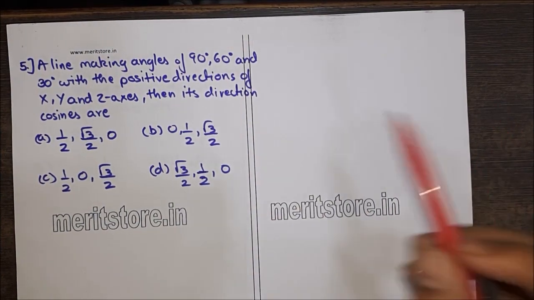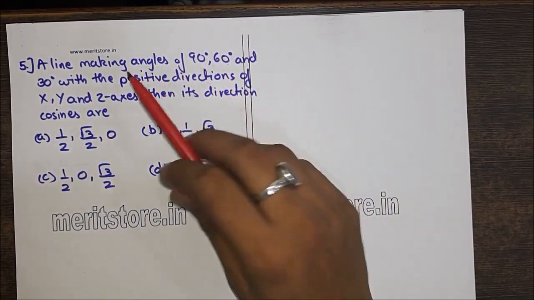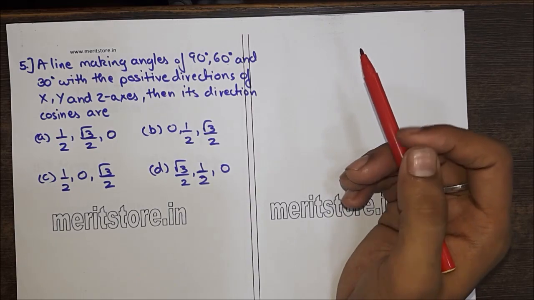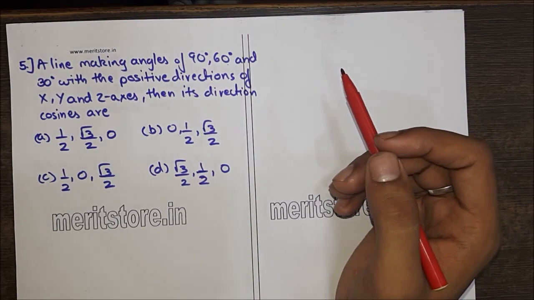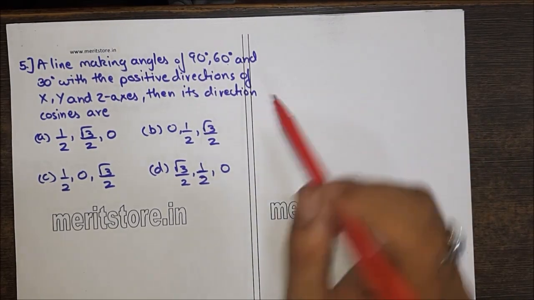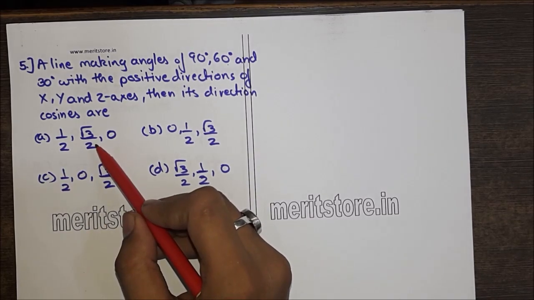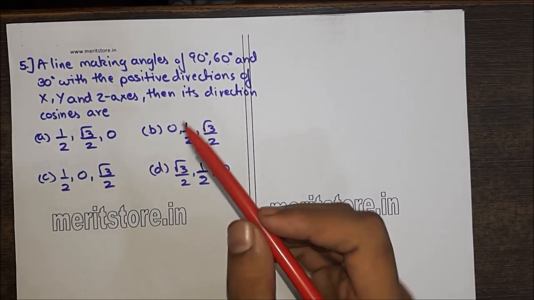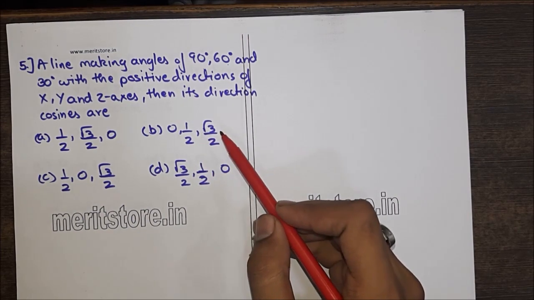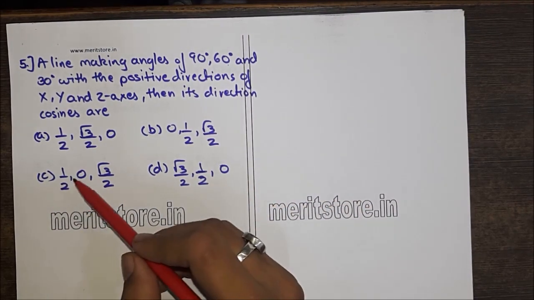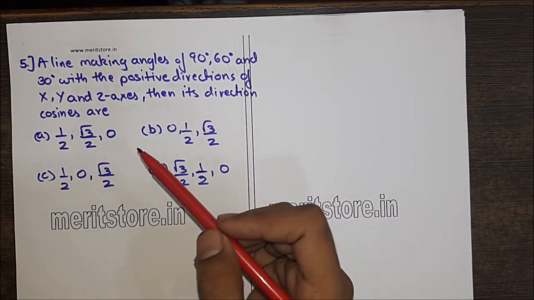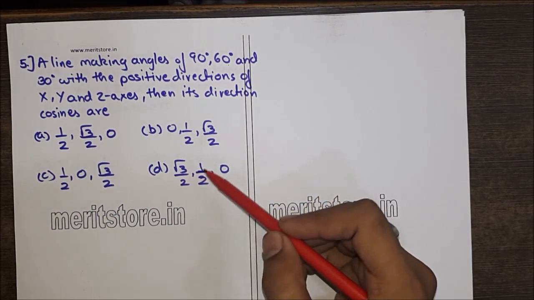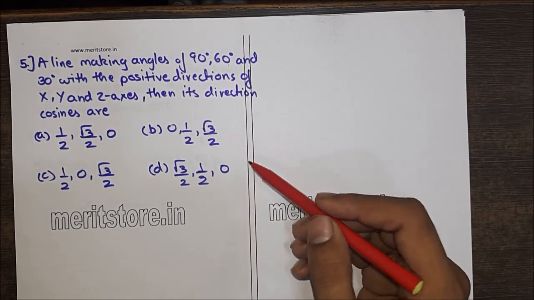Question number 5. A line making angles 90 degrees, 60 degrees, and 30 degrees with the positive directions of x, y, and z axis, then its direction cosines are: option A, 1 by 2, root 3 by 2, 0. Option B, 0, 1 by 2, root 3 by 2. Option C, 1 by 2, 0, root 3 by 2. Option D, root 3 by 2, 1 by 2, and 0.